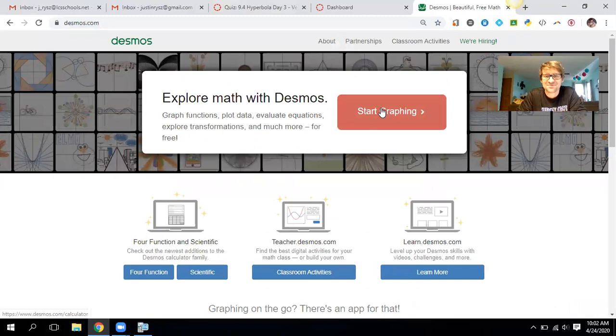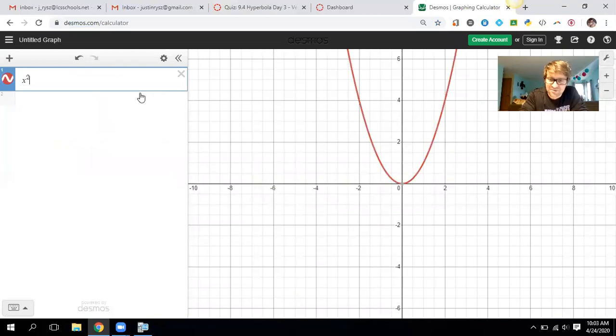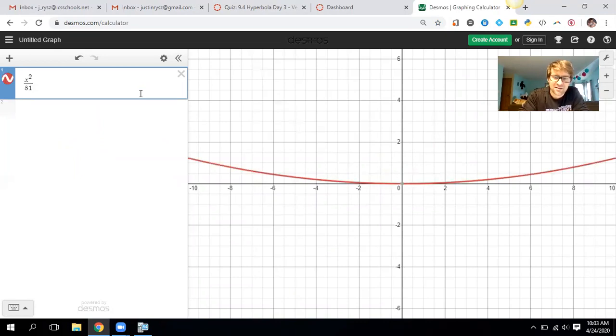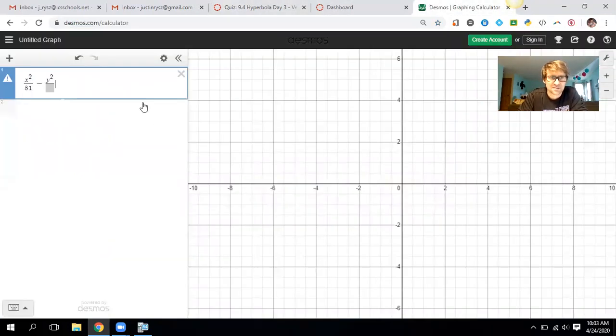All right, here we go. Let's go to Desmos. I'm going to type this in. This is probably the easiest way to do this. x squared divided by 81 minus y squared divided by, I forget, what was it? 4. Hopefully you guys can see this on the screen. Equals 1.